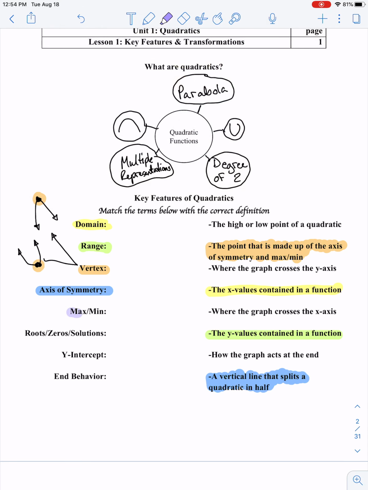Your max or min, not too different than the real world, is either a high point or the low point. Use a little bit of common sense here, guys. High is max, low is min.